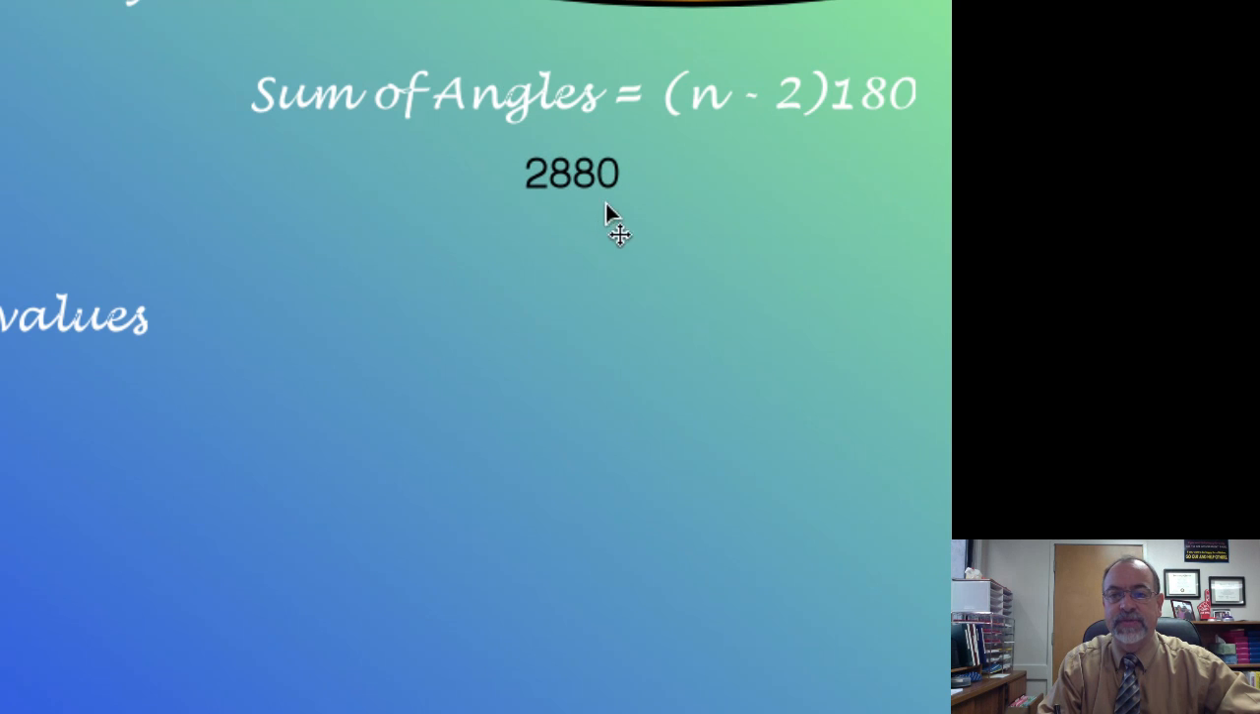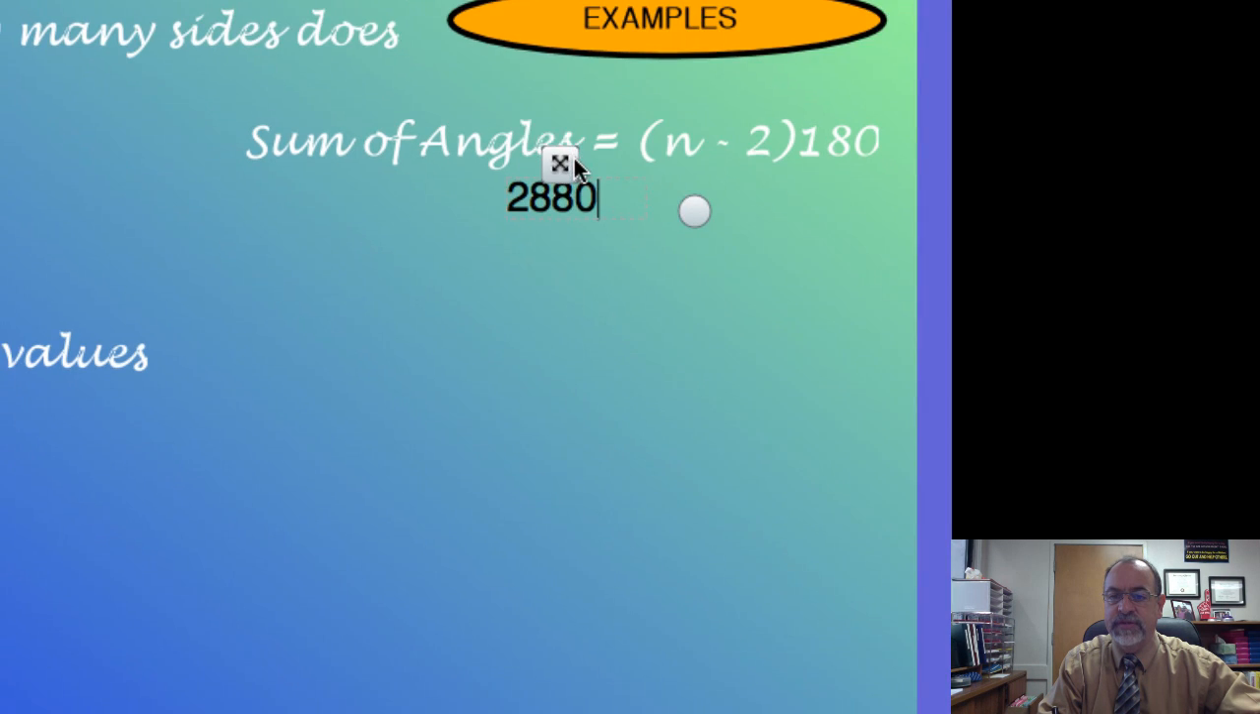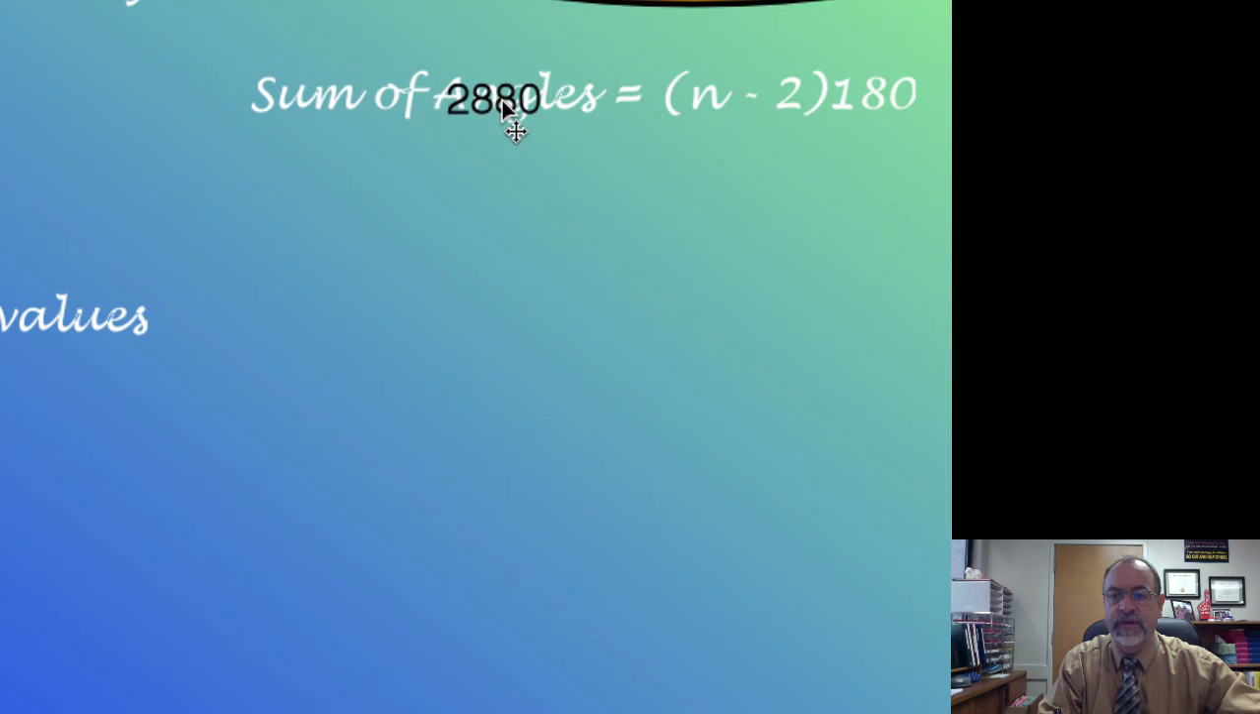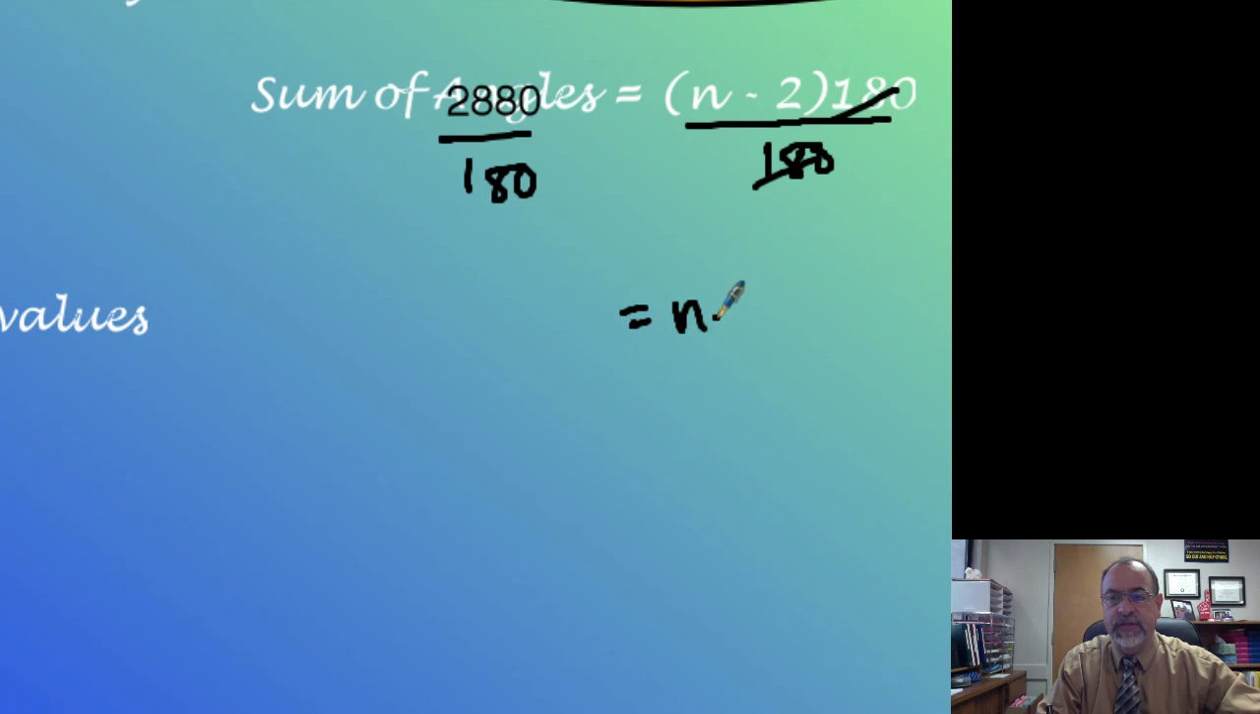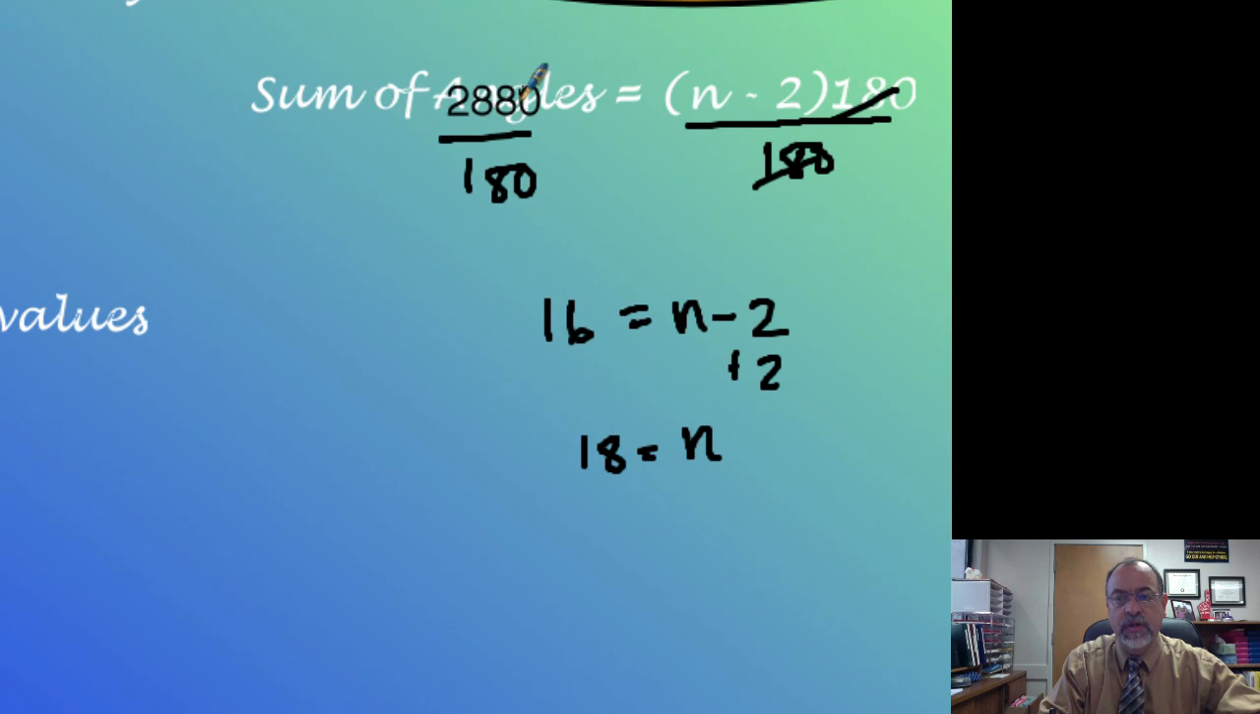Let's say the angles add up to 2,880. And again, that's the measure of all the angles added together. So that goes over here. So now we have this equation, so we're going to solve it for n. So again, I have to get rid of the parentheses, so I'm going to divide by 180. But that means I have to divide this side by 180. So that's going to leave me n minus 2 over here. So 2880 divided by 180 is 16. So then again, we're going to add 2 to both sides, so n is equal to 18. So this polygon would have 18 sides.